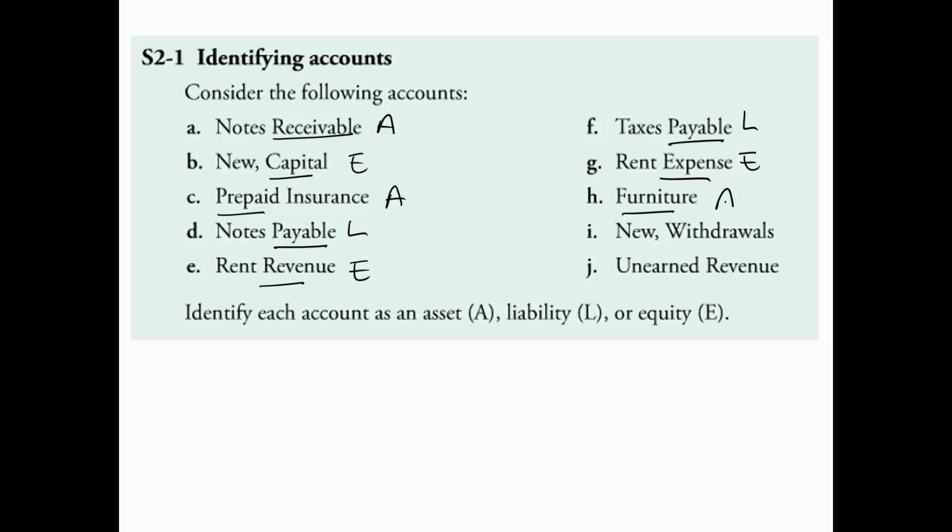Furniture is something I own, so that's an asset. Withdrawals are part of equity, and then unearned revenue. Normally you would key on the word revenue, but unearned is the one that's important here. I haven't earned that revenue yet, so that's a liability.